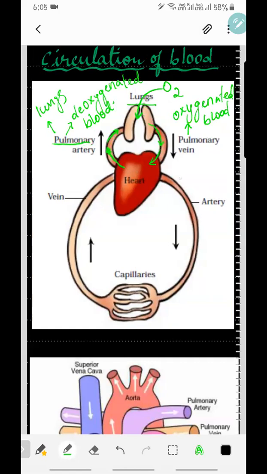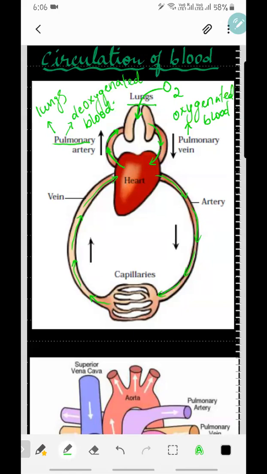From heart, it will travel back to all parts of the body and form capillaries, and then from capillaries it will form vein and it will enter into the heart. This diagram shows that vein always carries deoxygenated blood and artery always carries oxygenated blood, but there is an exception: only the pulmonary artery in the whole body carries deoxygenated blood.